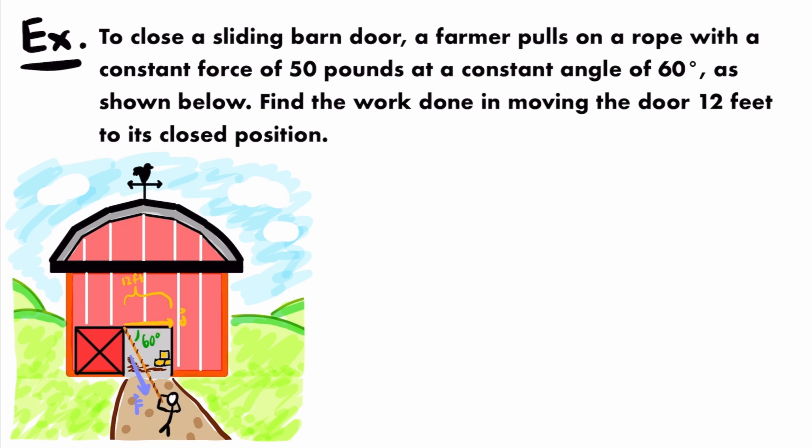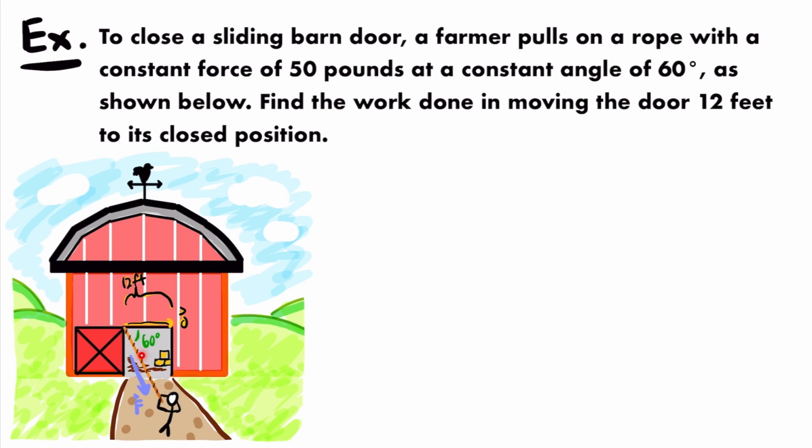Hopefully you can see that. It was hard for me to choose a color in which you could see what I was writing here. Maybe I'll write over it in black. This is 12 feet right here, and that's our vector D. But then we have our little farmer down here who's pulling on this rope that's going to move that door into its closed position. He's pulling with a force, so that rope represents our force vector. And he's pulling such that there is a 60-degree angle with the path of motion. So the angle between vector D, the distance vector, and vector F, the force vector, is 60 degrees.